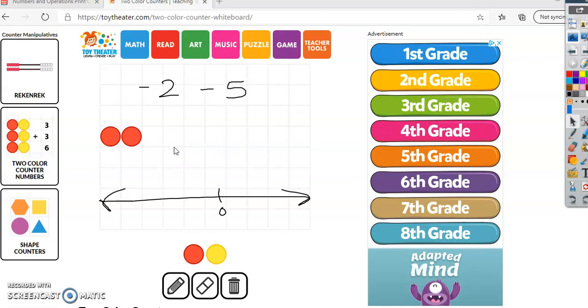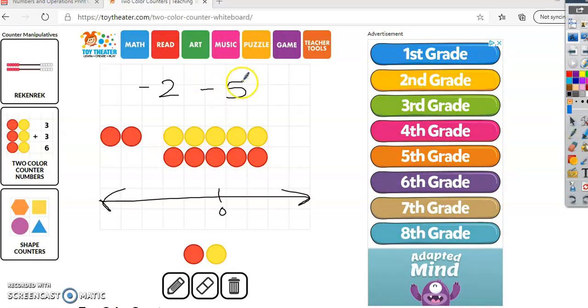So I am going to have to put 0 pairs, right? So this value right here, this equals negative 2. 1, 2 plus 0. I need 5 yellows, so do I have enough? I don't have enough. I still don't have enough. I still don't have enough. I still don't have enough. Perfect.